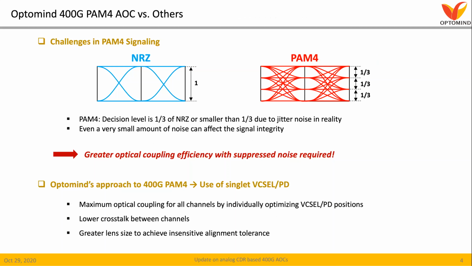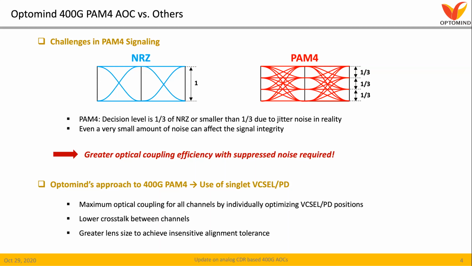PAM4 signal level is one third of NRZ in principle, or even smaller than that due to noise, and the signal can be affected by a small amount of noise. The optical signal of PAM4 should be better than that of NRZ in this regard for a wide range of VCSEL driving, which requires very good optical coupling to fiber from the VCSEL.